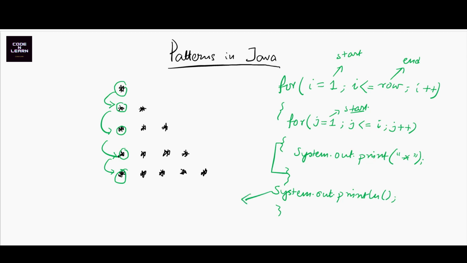Now every time, as you can see, when the star is printed, it will move back to the next line. So how do we put the next line? The command is System.out.println. So you need to put a println statement for that. So this is how we can print a triangle pattern in Java.